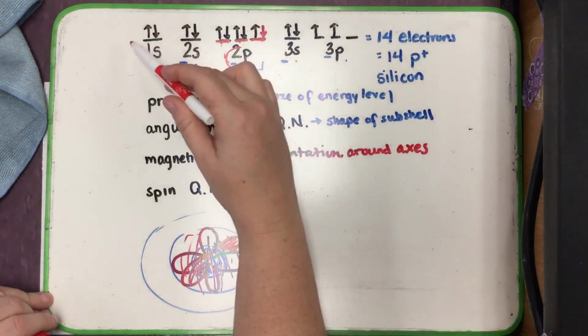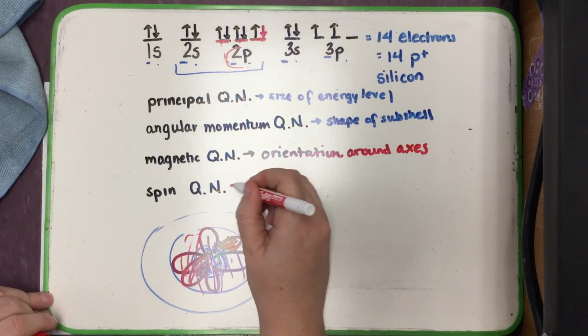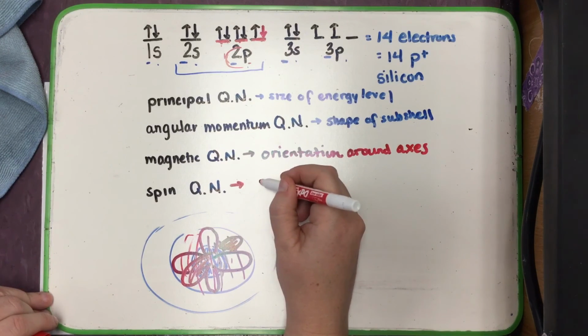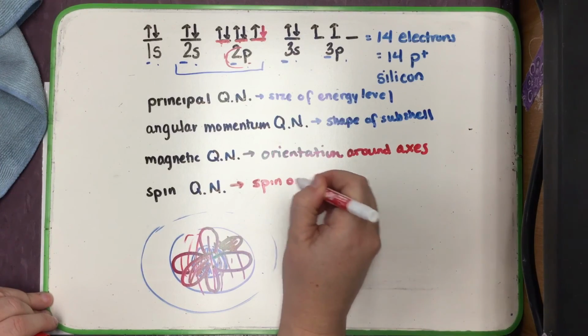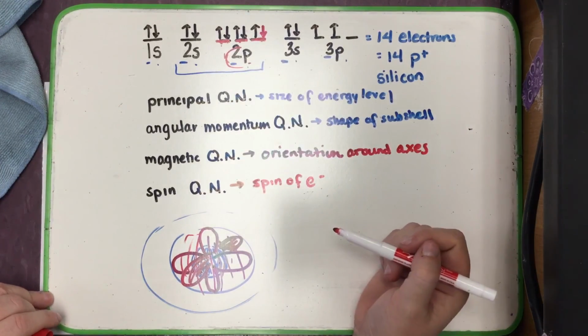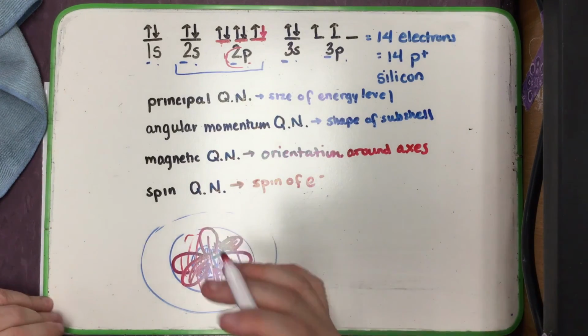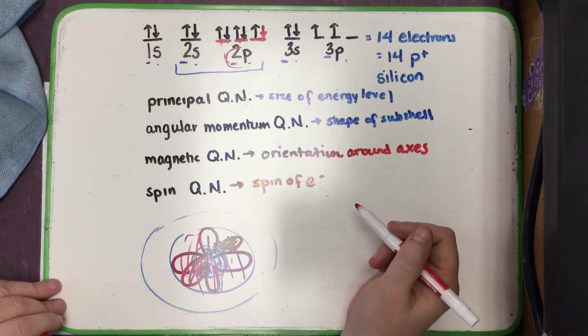And then, of course, we also have the up arrow versus the down arrow, which is our spin quantum number, which for right now, we're just going to consider the spin of the electron around its own center. So if it's an up arrow, we'll say it's going clockwise, and if it's a down arrow, we're going counterclockwise. The reality is a little bit more complicated for that, but for right now, that's a good enough understanding.